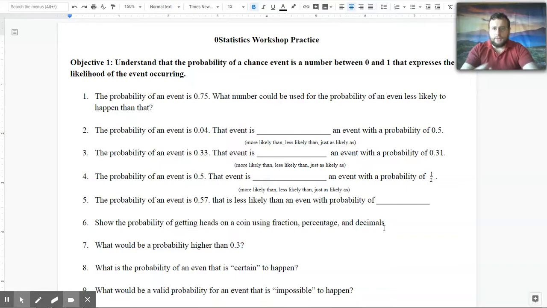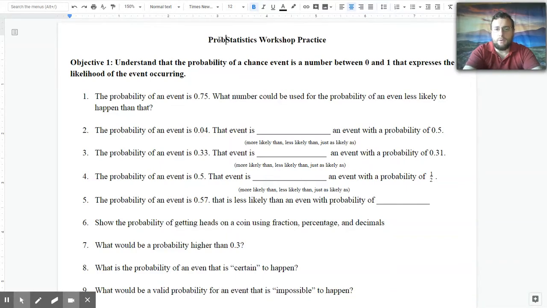Welcome to the workshop video on statistics and probability. This is content assessment for 7th grade math within the Summit platform. Even if you don't use the Summit platform, though, you can make use of this video if you're a 7th grade student that needs to learn these skills.